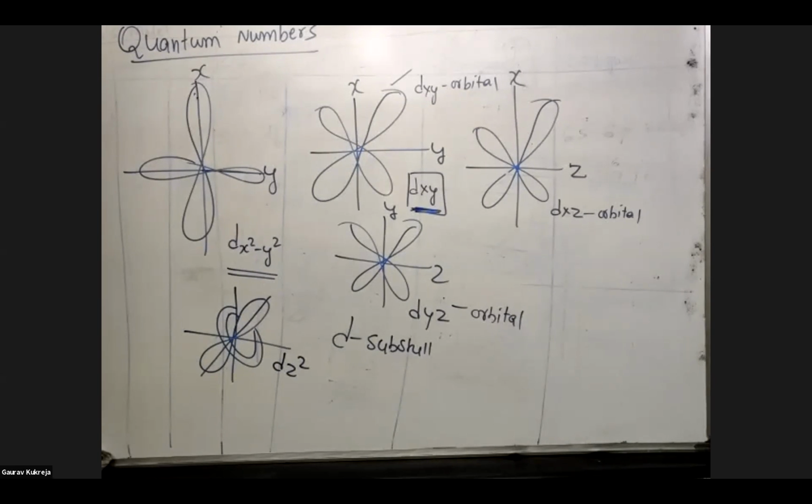The numbers written in front of SPDF, Kaustubh, are shell numbers. When I say 1s, that means that subshell is inside the first shell. When I say 2s, that subshell is inside the second shell. When I say 3s, it is inside the third shell.